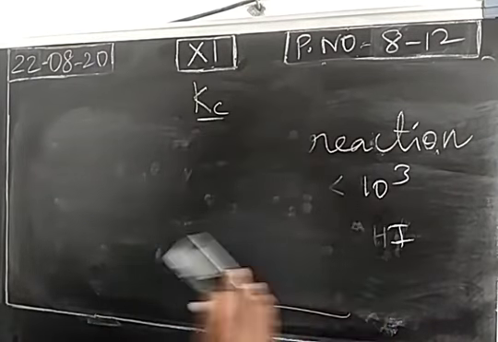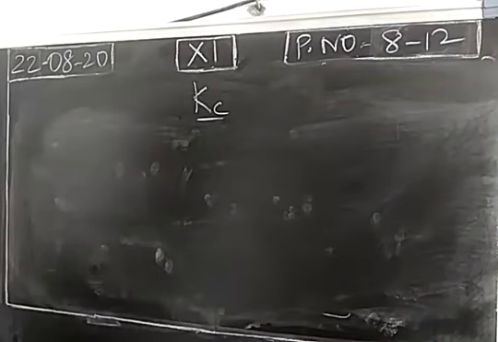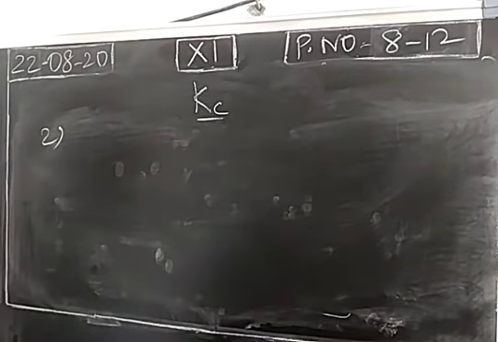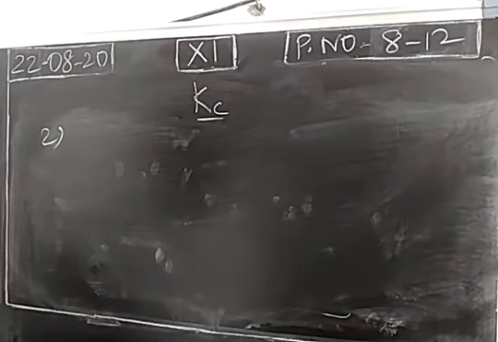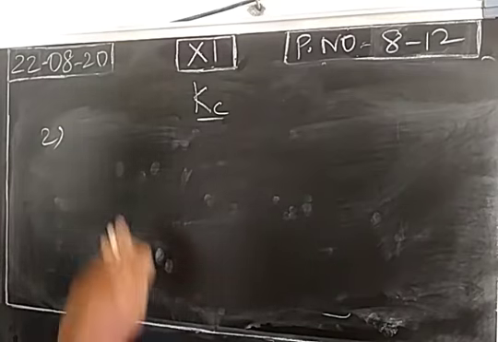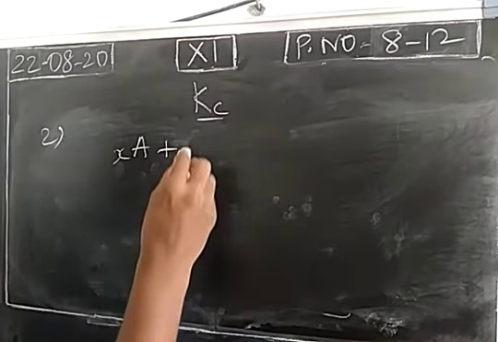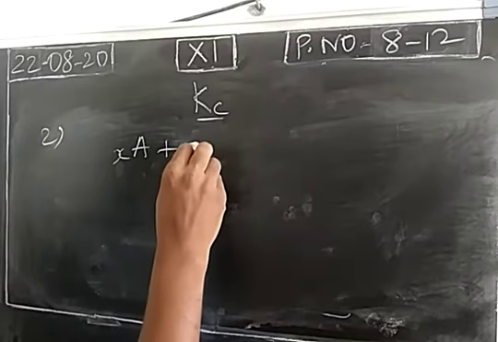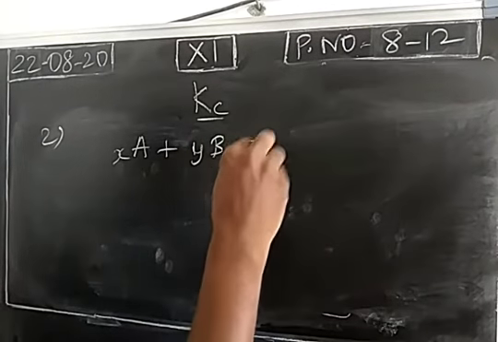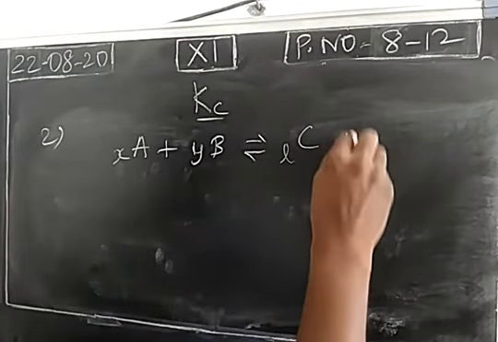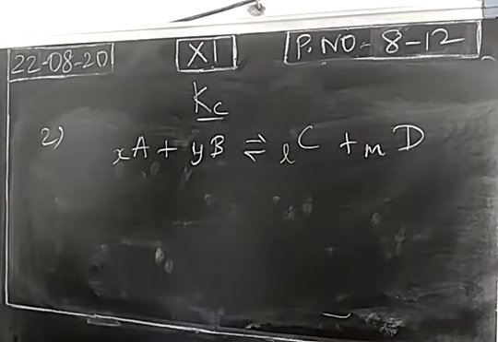What is the second application? The direction of the reaction can be predicted. Using the Kc value, the direction of the reaction can be predicted. For that, we take the same general equation. X moles of A combines with Y moles of B to provide L moles of product C and M moles of product D. This is a general reversible reaction.